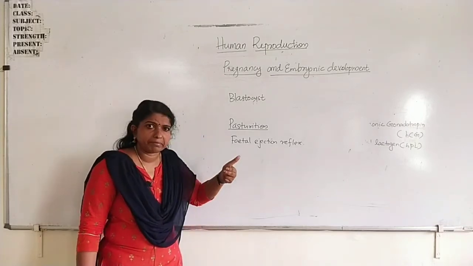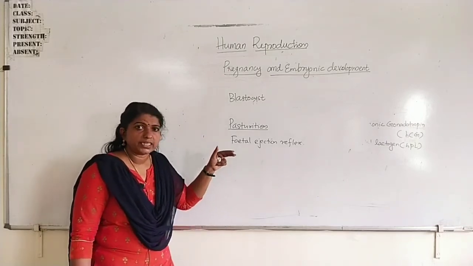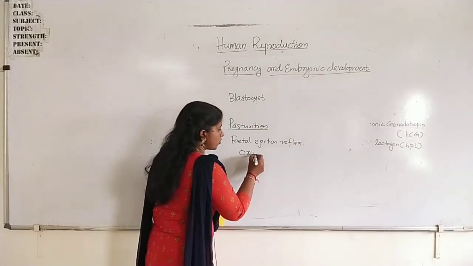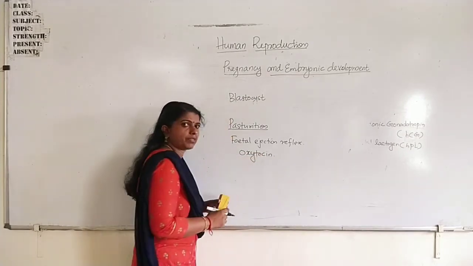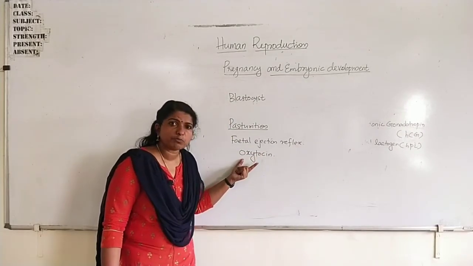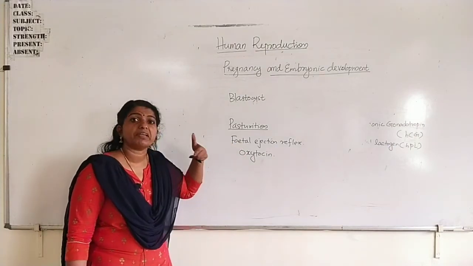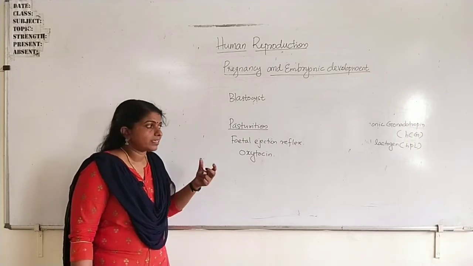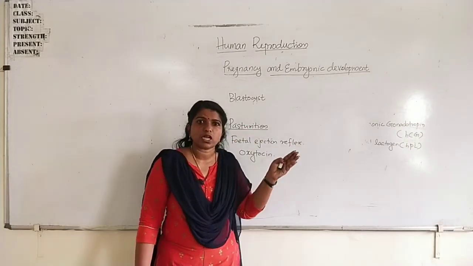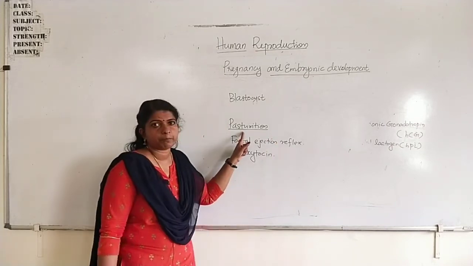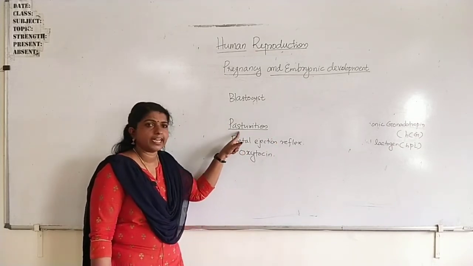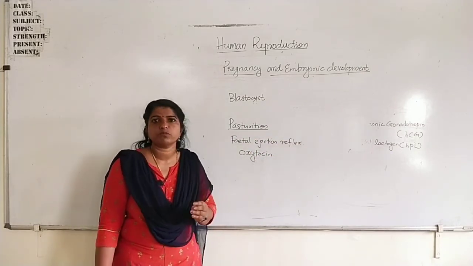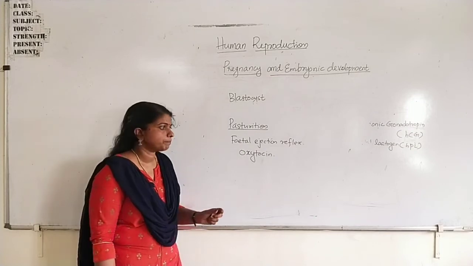When the contraction begins, it stimulates the maternal pituitary gland to release a hormone called oxytocin. When more oxytocin is produced, the contraction also increases. Okay, it becomes more vigorous, stronger. As a result, the fetus comes out. That is parturition. And just after the delivery of the fetus, the placenta and the connected cords also come out. They are also expelled.